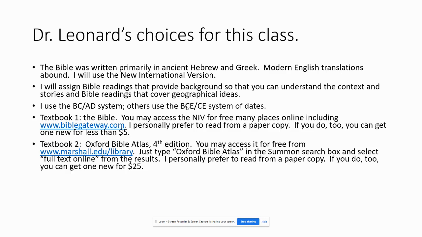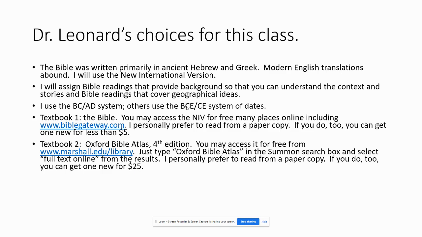Second textbook you'll need is the Oxford Bible Atlas 4th edition. And you can access it for free from Marshall's library. So you just go to marshall.edu/library, and there'll be a search box. If you scroll down just a little bit, a search box called Summon. And in that search box, you can just type anything you want to, but in this case, for our class, type Oxford Bible Atlas. You'll come up with a list of results, and the very first one will be the one that you need, 4th edition, and you can just click Full Text Online. It will let you then read it on your screen instead of purchasing a copy.